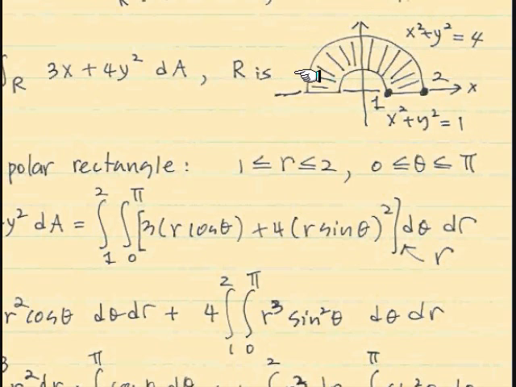The outside one is given by x squared plus y squared equals 4. So that's radius 2. And it says in the upper half plane and bounded by these two circles, something like that. So that's the region. The key thing is to recognize this one as a polar rectangle.